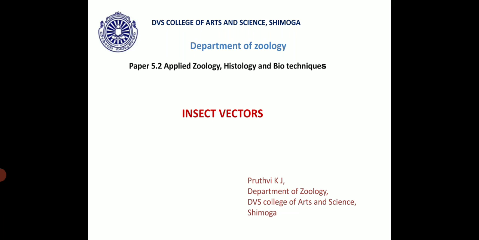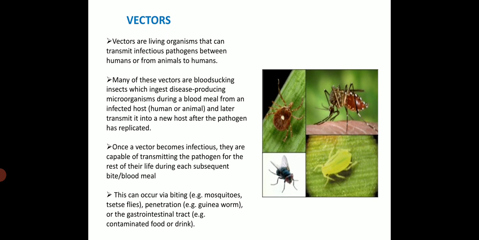Today we are discussing a new topic, that is insect vector. Here you can see two different words, that is insect and vectors. First we'll see what exactly vectors are. Vectors are living organisms that can transmit infectious pathogens between humans or from animals to humans.